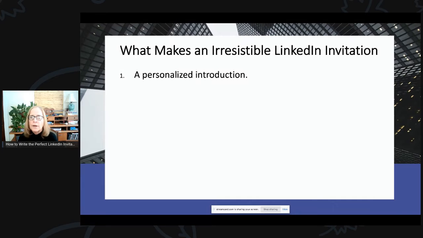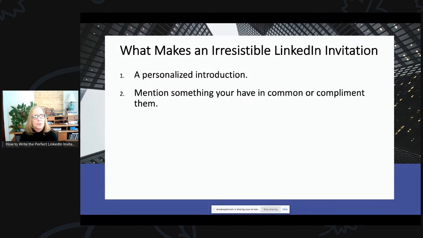300 character invitation, personal invitation. When you go to someone's profile and you click that you want to invite them to connect, it will give you the option of opening up and sending a personal note. Bingo, that's where you want to be.